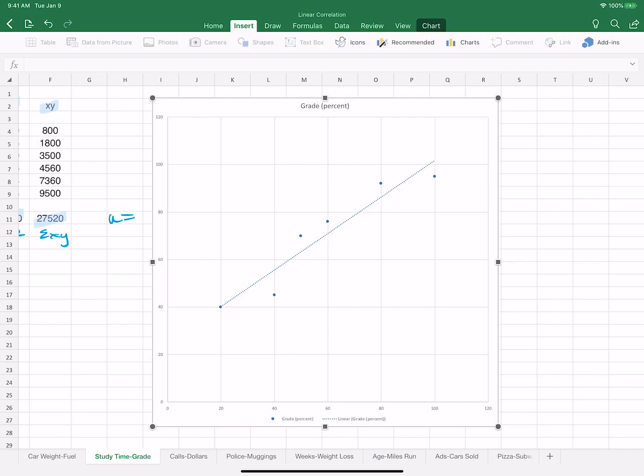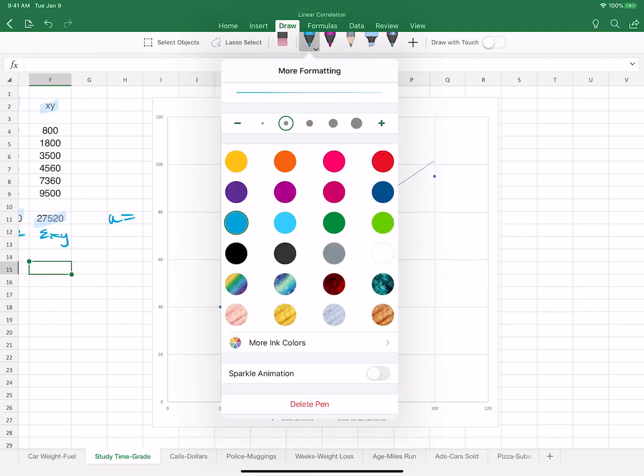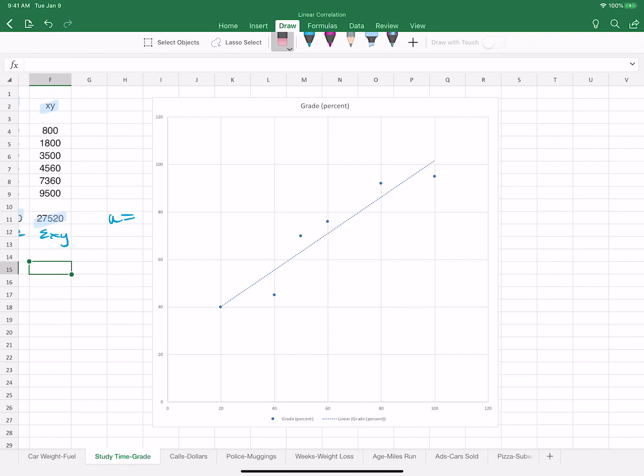So notice here, we're going to draw now. What was the equation here? Let's change that color. I kind of don't like that blue. Okay, should we do red or should we do dark blue? Maybe dark blue.